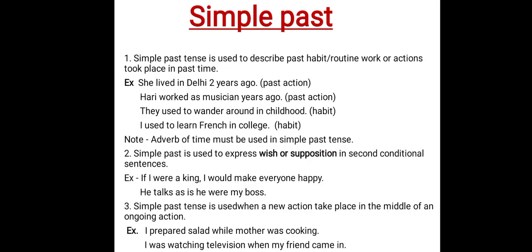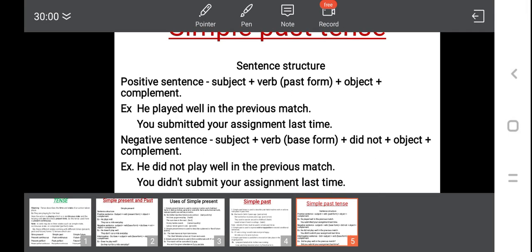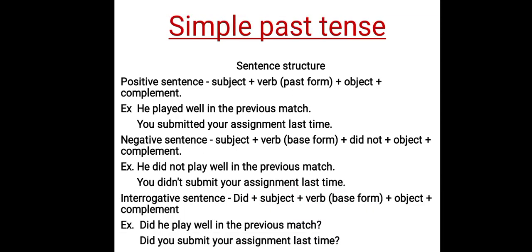Let us now move to simple past tense. We'll be beginning with the structure again. In simple past tense, the sentence starts with subject, then we use verb in past form, and then object and complement.